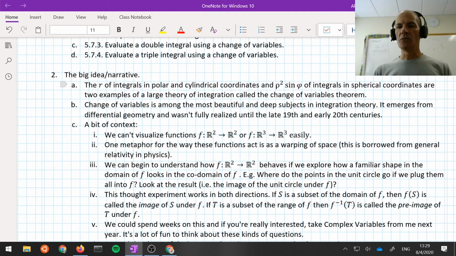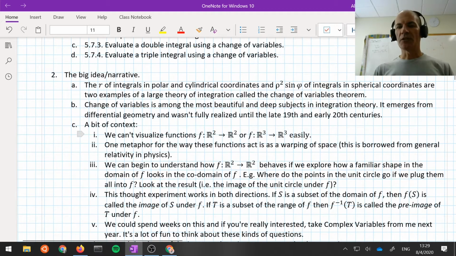Change of variables is one of the most beautiful aspects of integration theory, and a lot of what we're talking about today wasn't really fully understood until the late 19th, early 20th century. So it's a relatively new piece of mathematics for you. Let me back up a little bit and provide a bit of context.